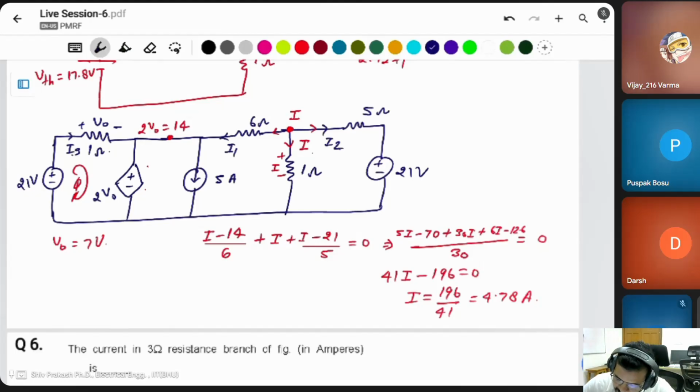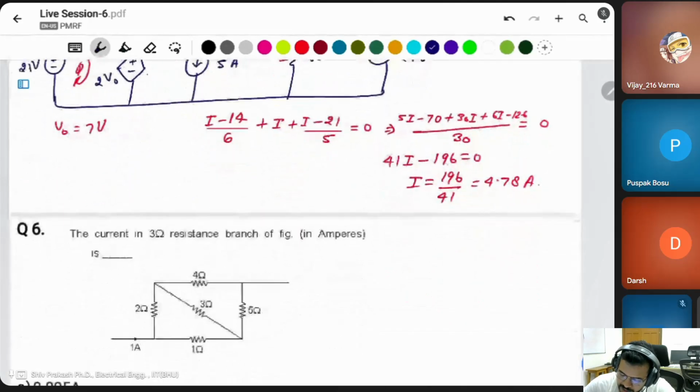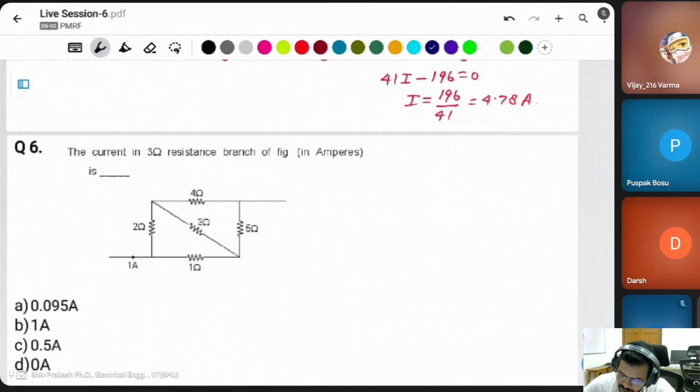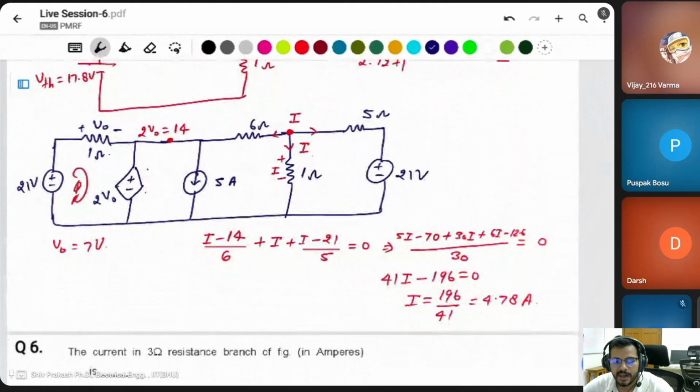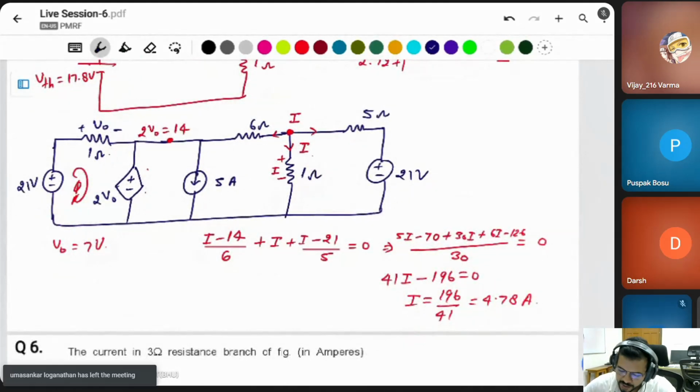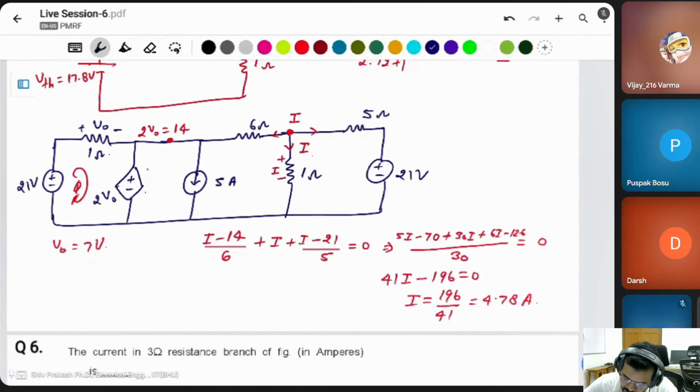Then we have to find the current at the 1 ohm resistor. The current is flowing like that. What is the voltage drop? I into 1, it means I volt. Then you can say this node voltage is I. This voltage drop is 2 into V naught. 2 V naught is equal to 14. Then simply you can apply the KCL at this node.